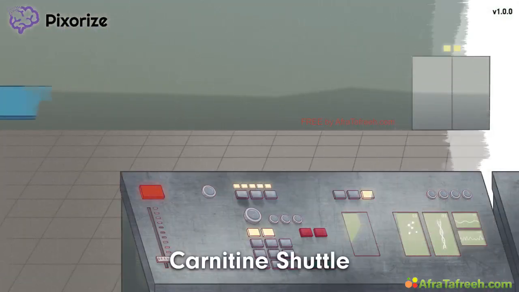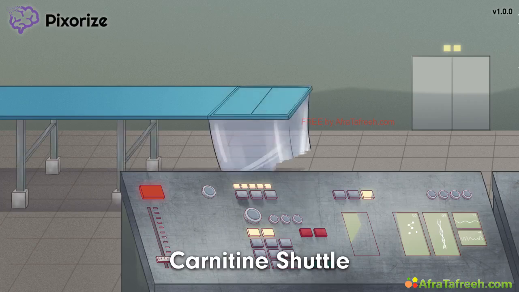Next, I want to briefly review the carnitine shuttle and beta oxidation. Beta oxidation is the process that breaks down fats and generates energy from them. The enzymes for beta oxidation are in the mitochondrial matrix, so the first step in fatty acid breakdown is to get fatty acids into the matrix. That's where the carnitine shuttle comes in. The carnitine shuttle is used to transport fatty acids into the mitochondrial matrix, after which they can undergo beta oxidation.